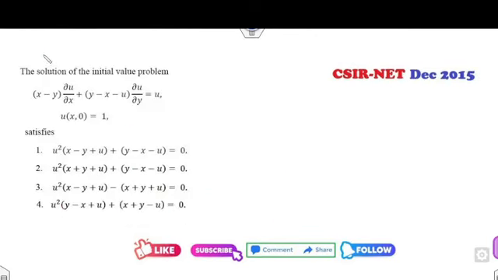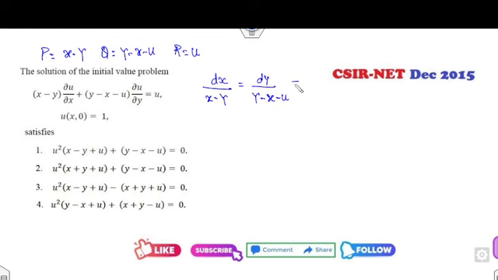Again, it's a Cauchy equation. So P is x minus y, Q is y minus x minus u, R is u. So dx over x minus y, dy over y minus x minus u, du over u. Now how can you solve them? We will look at the options. It is x minus y plus c. How can you make them x minus y plus c? I can start from this case. Fine. What is that? dx minus dy.